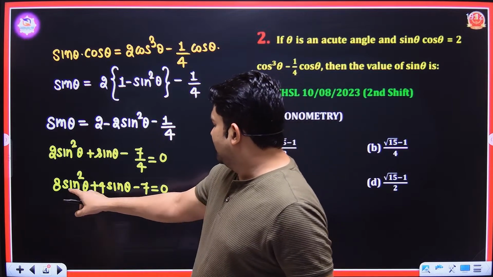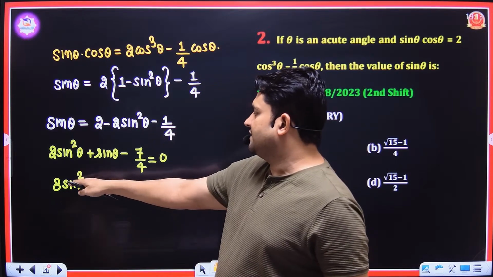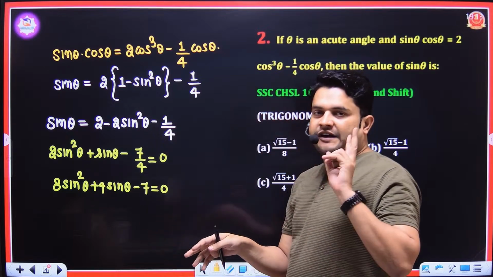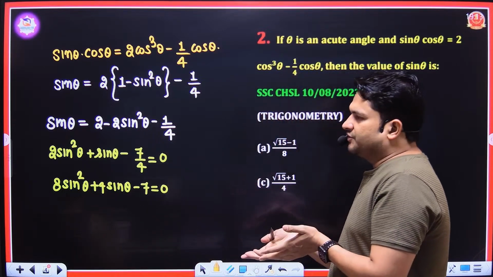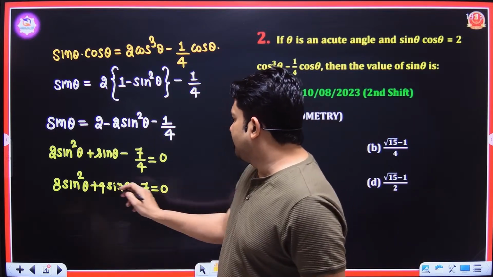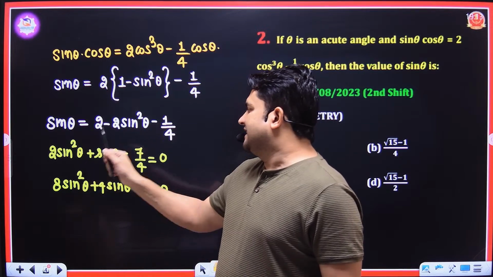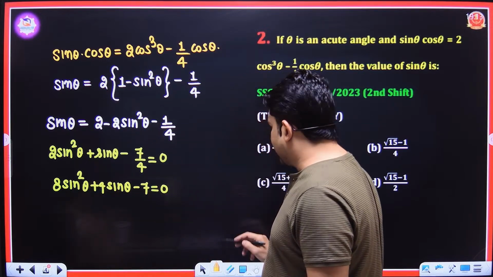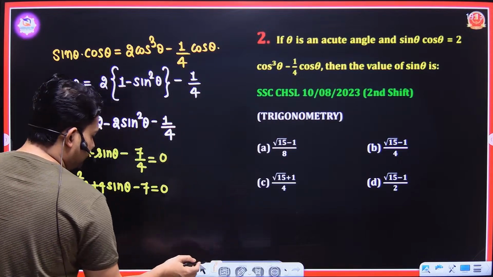See, if we want to factorize it, this is a quadratic equation, and we have two factors of the quadratic equation. Either both are positive, or both are negative, or one is positive and one is negative. See, 8 sevens are 56. We have to multiply 7 by the coefficient of sine square theta, that is 56, and there is no factor of 56 that makes 4. It is 4 sine theta, guys.